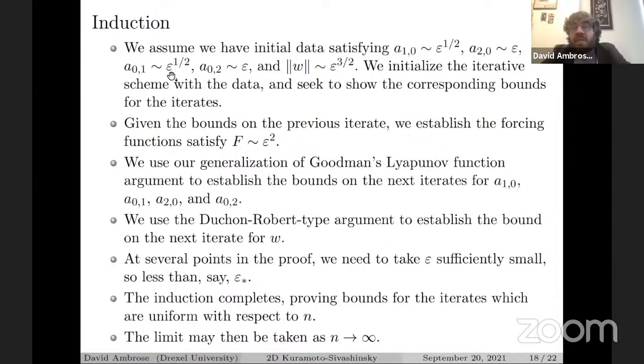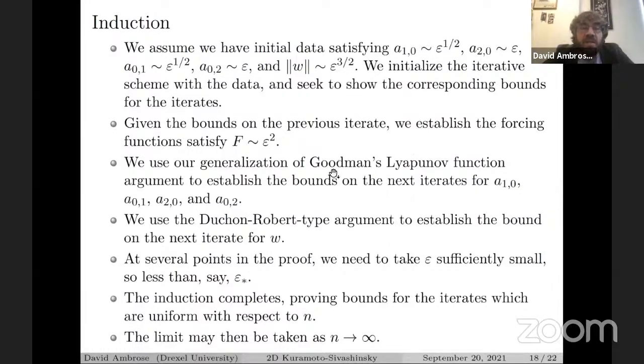Those are all explicitly accounted for in the toy model, and a 1 mode times a 2 mode. Those are all explicitly accounted for in the model. They don't come into the forcing. They might come into W. That's why W is like epsilon to the 3/2. 1 mode times a 2 mode does make a contribution to W, and that's why W ends up being like epsilon to the 3/2.